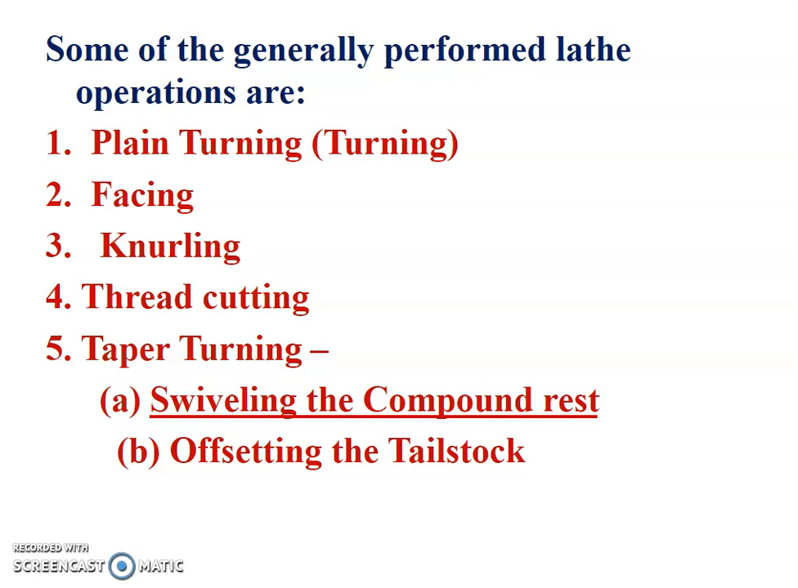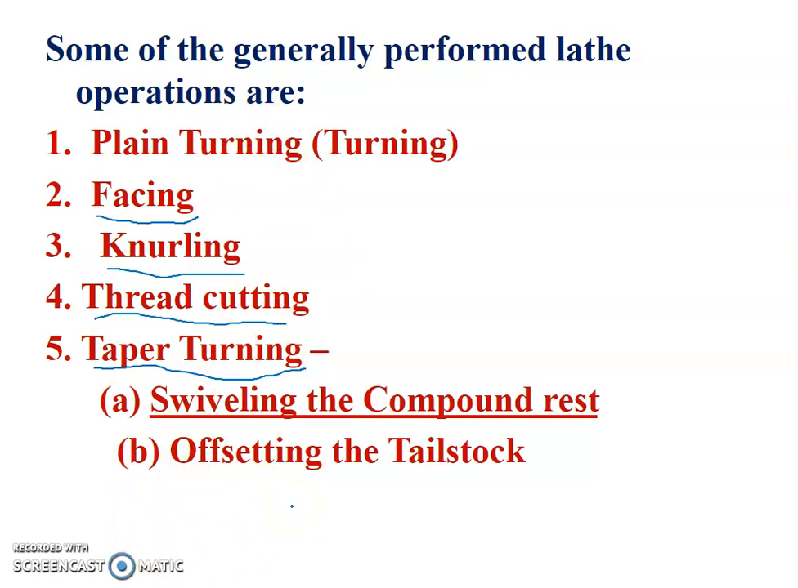So here we can observe there are 5 different lathe operations. The first operation is called plane turning, the second operation is called facing, the third is knurling, the fourth is thread cutting, and the fifth is called taper turning. Taper turning can be done in two methods. The first method is called swiveling the compound rest, and the second method is called offsetting the tailstock. In the next slides we'll discuss in detail how all these operations are performed on the lathe machine.